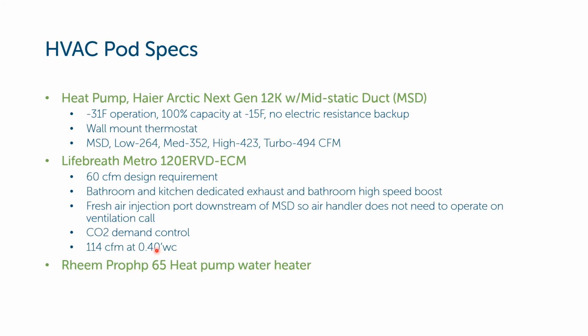And we're using a CO2 demand control to trigger ventilation events. So it's going to run on low speed continuous using just the fan from the Life Breath until we have a ventilation call either from the boost or from this CO2 demand control, in which case the interlock system comes on. It gets a little boost from the MSD air handler, and that's how it works.